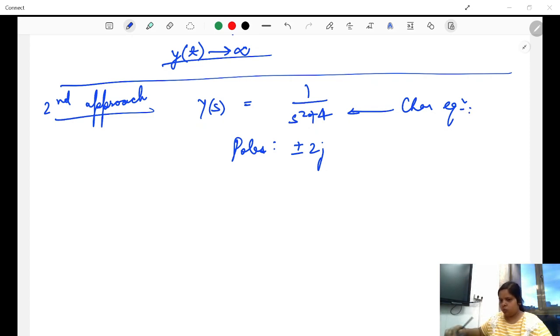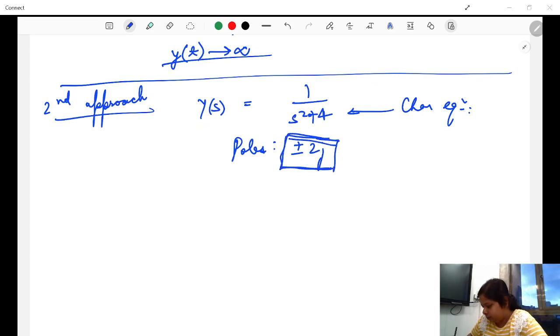Once you have found the root of the system, this frequency is already present in the system. This is plus minus 2j, and this frequency is already present in the system. This is the pole of the system. Okay. So how do we define BIBO stability?